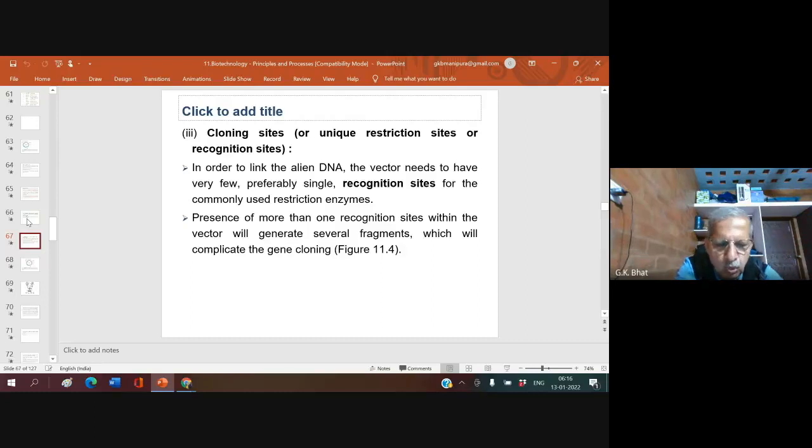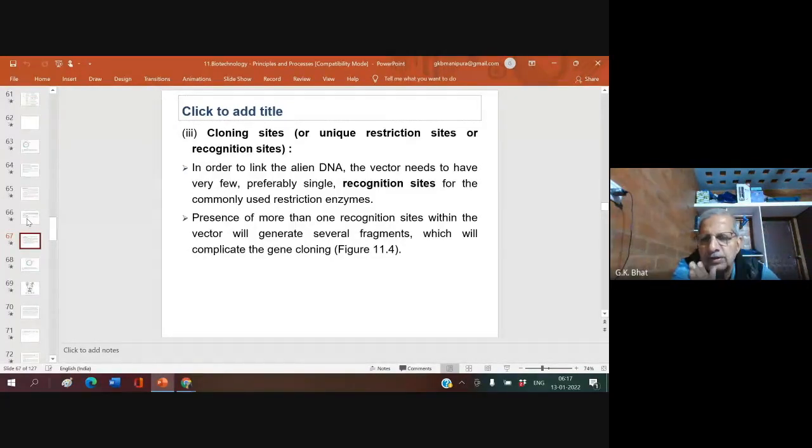Now let us look into the cloning site, or recognition site, also known as restriction sites. What is this? In order to link the gene of interest, the foreign or alien DNA, the vector needs to have very few, preferably a single, recognition site for the commonly used restriction enzymes.